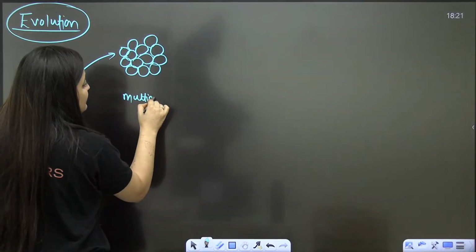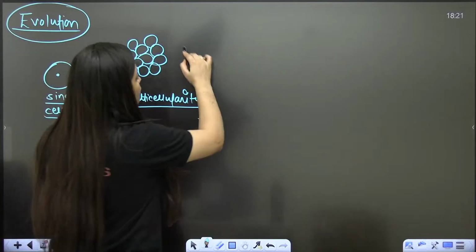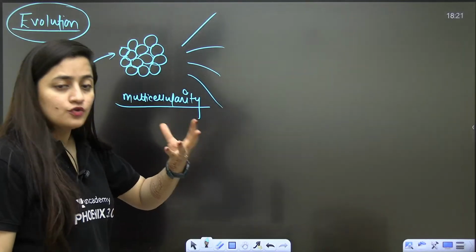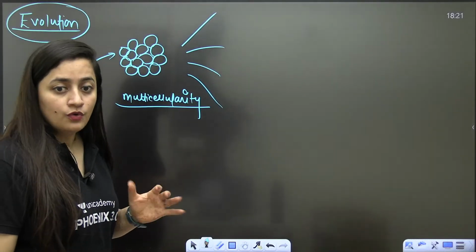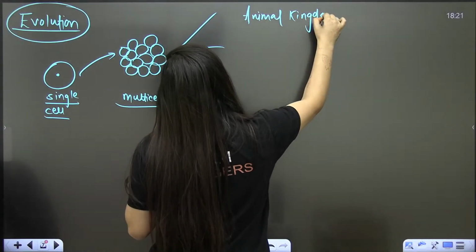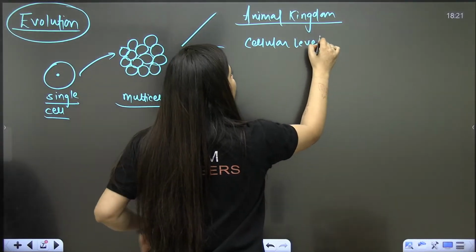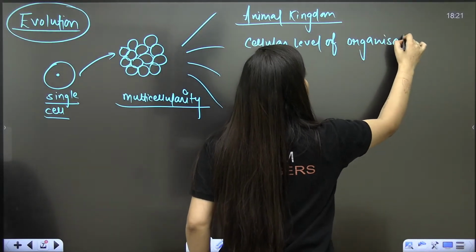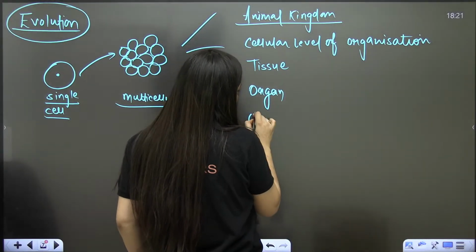And when we talk about multicellularity, we will see that there are different levels of complexity, like whether it is just a multicellular body, or tissue level of organization is there, organ level of organization is there, organ system is there or not. You know that, right? So you can relate this portion a bit with the animal kingdom, where we talk about the cellular level, the tissue level, the organ level, even the organ system level of organization.